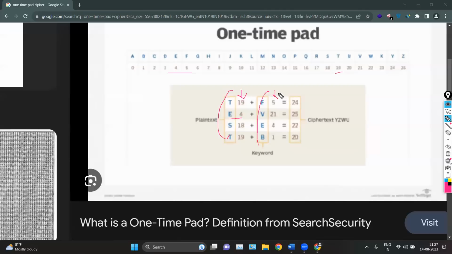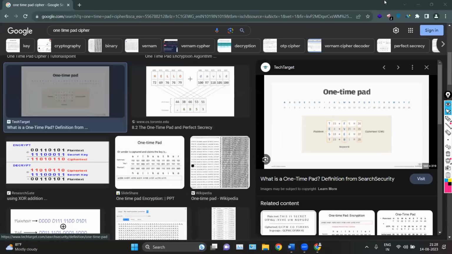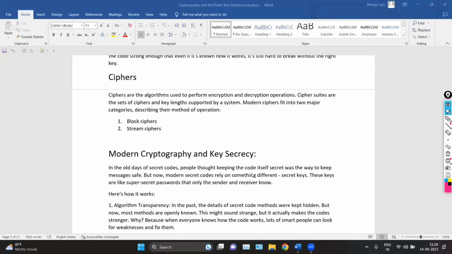So now you take 5 in place of F, which is here. And now you add these numbers, like 19 plus 5 is 24. Whatever is in place of 24, you put here, which is Y. So Y is your first cipher letter. Then we have 21 plus 4 is 25, which gives Z. You can also use subtraction here, or you can use plus. So this is an example of a one-time pad. The one-time pad is also an example of a stream cipher.